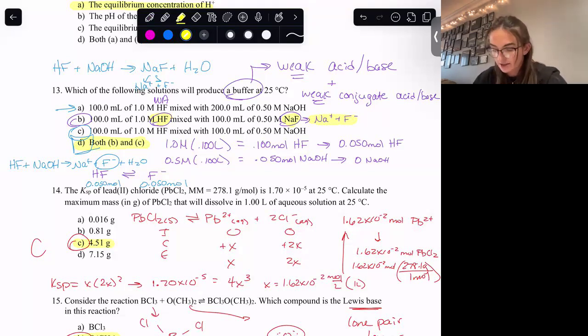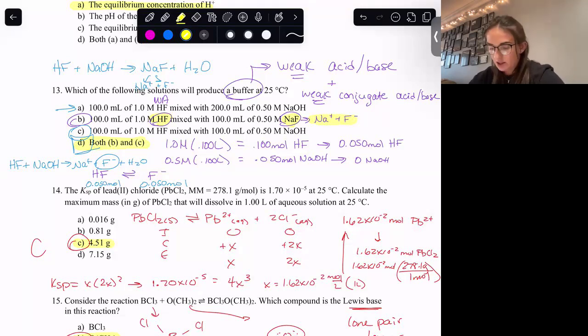For A and C, we have a weak acid and we have a strong base that's being added to it. So we don't know if that's going to make a buffer. But we know for certain B will make a buffer. So on your exam, when you're looking at your answer choices, you should say, okay, I know that B will make a buffer. So what does that narrow my choices down to?